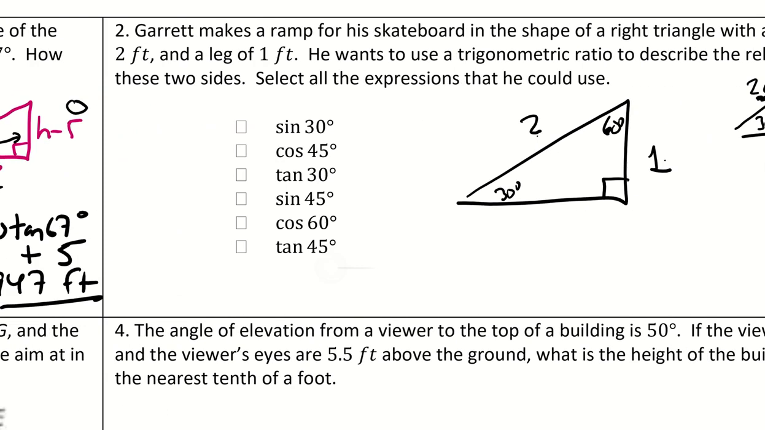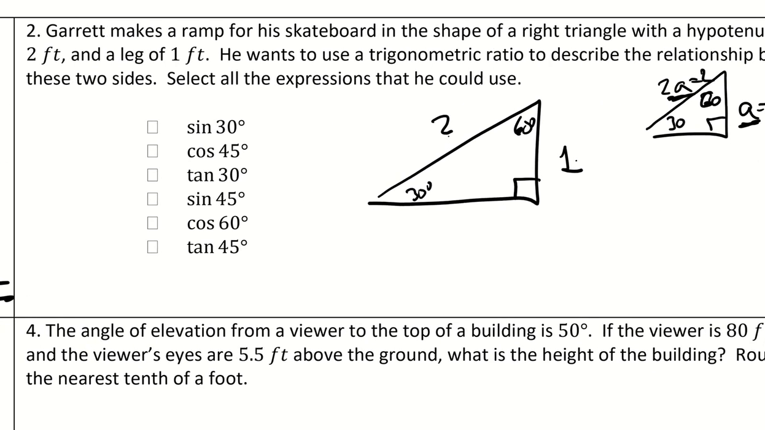And it says, which expression could he use for 1/2? Well, you could do opposite over hypotenuse, right? So opposite over hypotenuse, and that's going to be sine of 30. So sine of 30 is opposite over hypotenuse. That's going to give you 1/2.